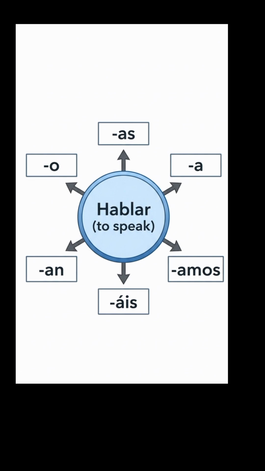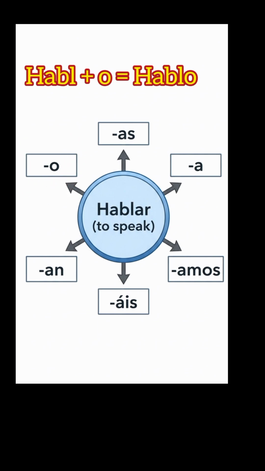The suffix can be o, as, a, amos, áis, or an. If you remove the AR from hablar, you'll be left with habl. Now the mathematics begins. We are going to start with the O suffix. So if you bring your habl plus O, it's going to give you hablo.